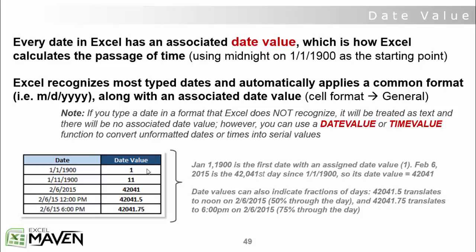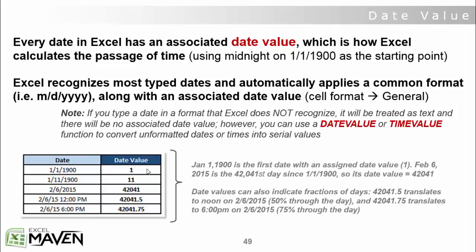So every date, in fact, every moment in time in Excel has an associated underlying numerical date value. That's how Excel is able to do things like calculate the passage of time or apply statistical functions to dates. Without those date values, dates would kind of just be treated like text fields. You wouldn't really be able to do much in terms of manipulation with those dates.